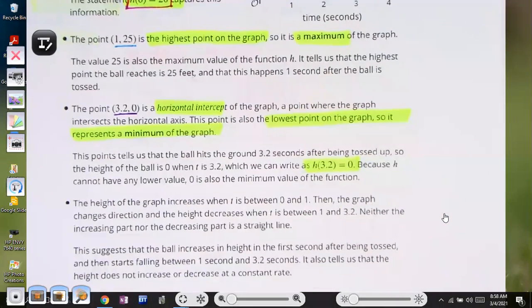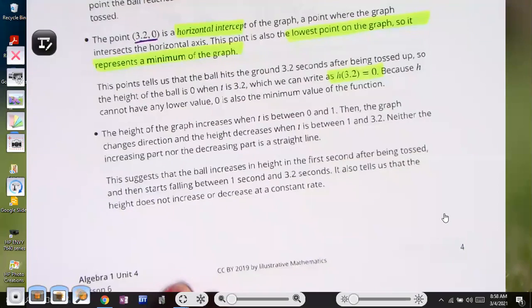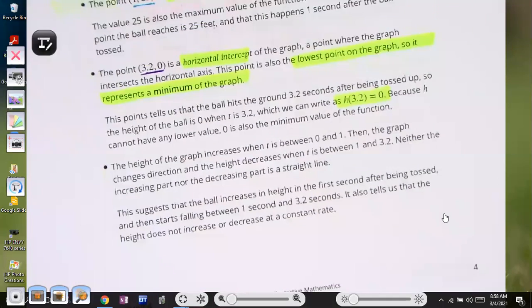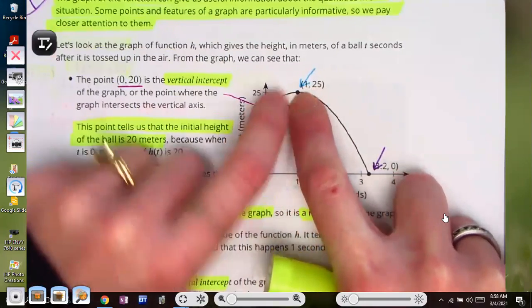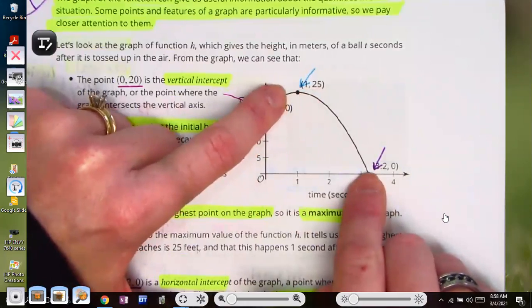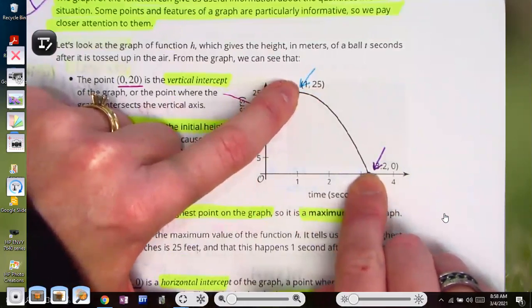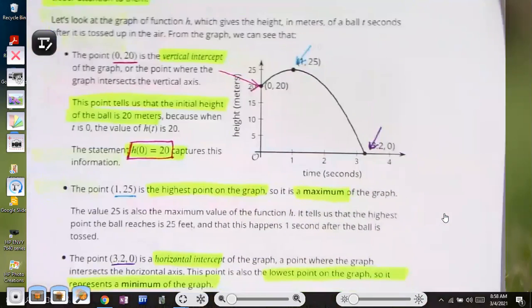All right, last bullet point. Wait, just kidding. The height of the graph increases when t is between 0 and 1. So from this little section right here, the graph is steadily increasing. And then from 1 to 3.2, what's my graph doing? It's decreasing, okay? So yeah, that's what's happening.